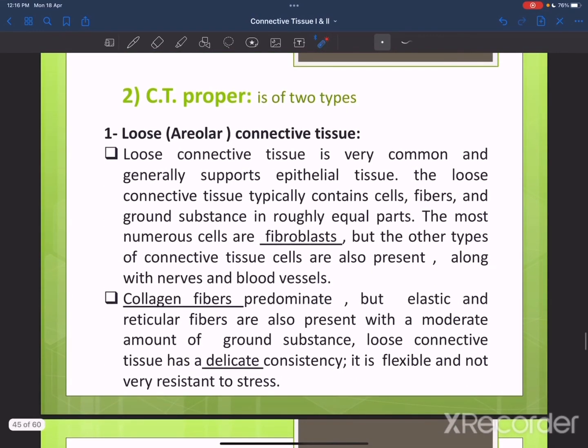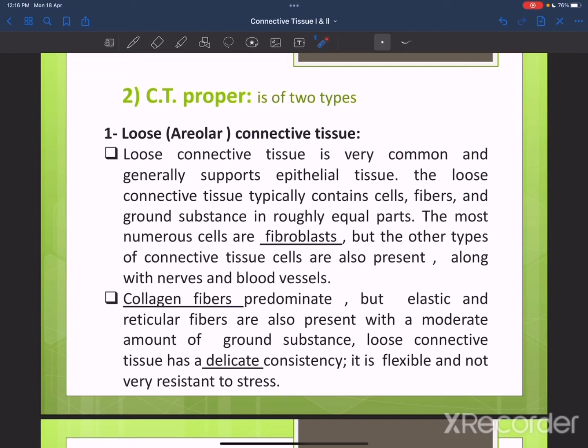Regarding the connective tissue proper, it is of two types as we mentioned in the classification: the loose or areolar connective tissue and the dense. The loose connective tissue is very common and generally supports epithelial tissue. It is more predominant than dense. The loose connective tissue typically contains cells, fibers, and ground substance in roughly equal parts.